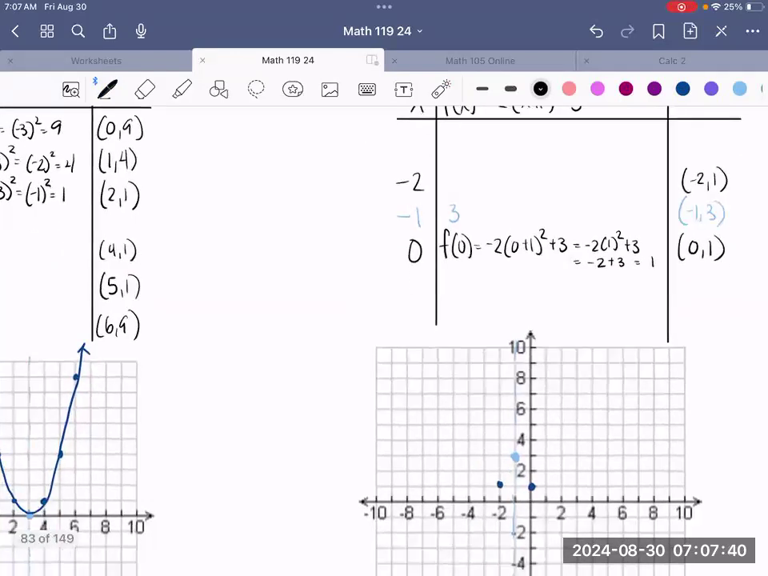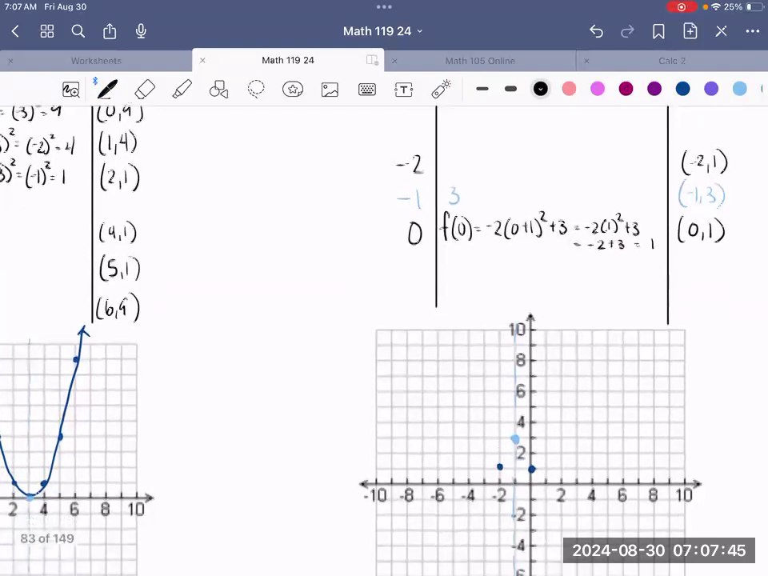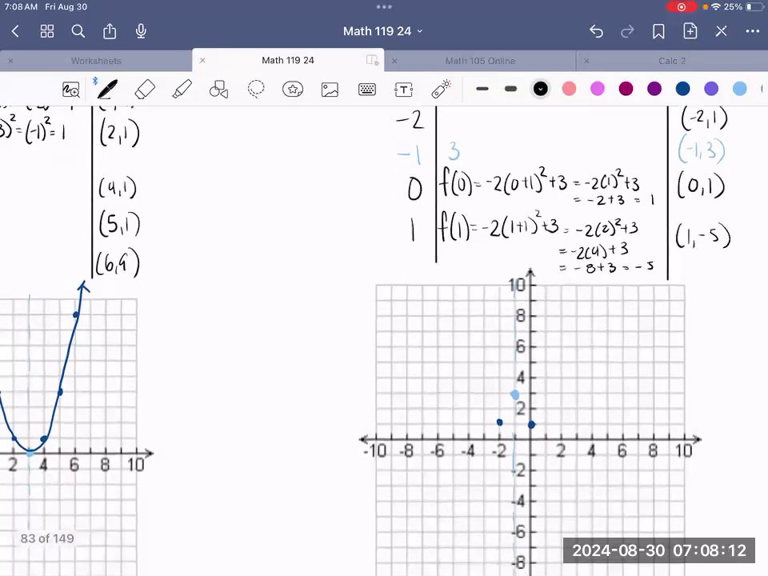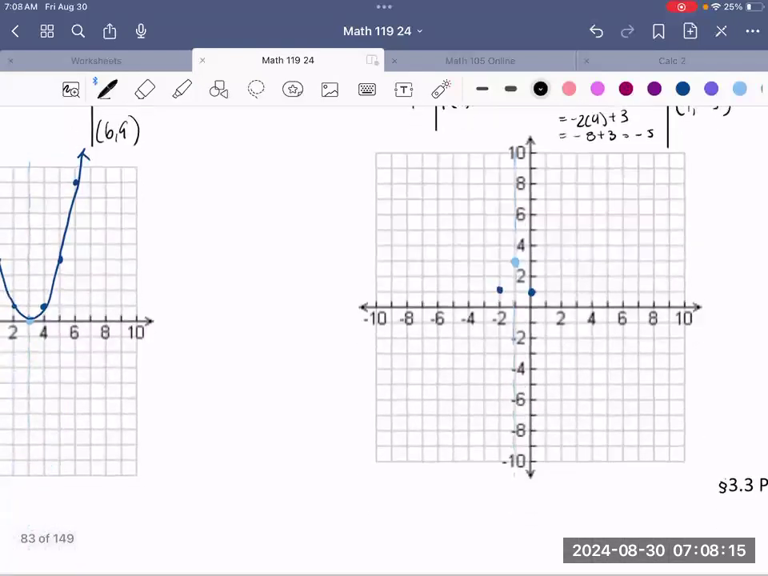Now I do ask that we do 5 points in total, so we just need a few more here. So let's do 1. So just expanding it outwards just once more. So you have f of 1 is equal to negative 2 times (1 + 1) squared plus 3, 2 squared plus 3, negative 2 times 4 plus 3, negative 8 plus 3. So we're at negative 5. So we have (1, -5), which means we can find another point, negative 5 right here.